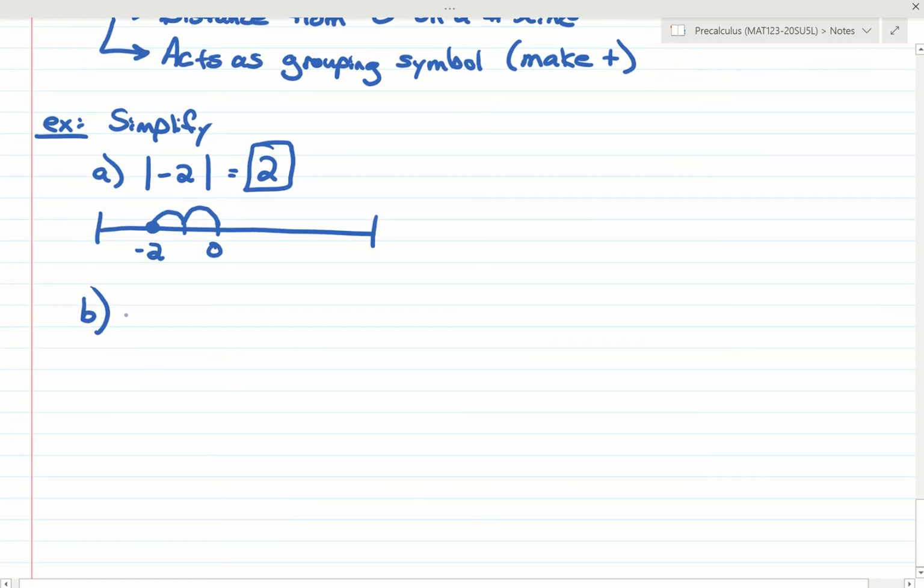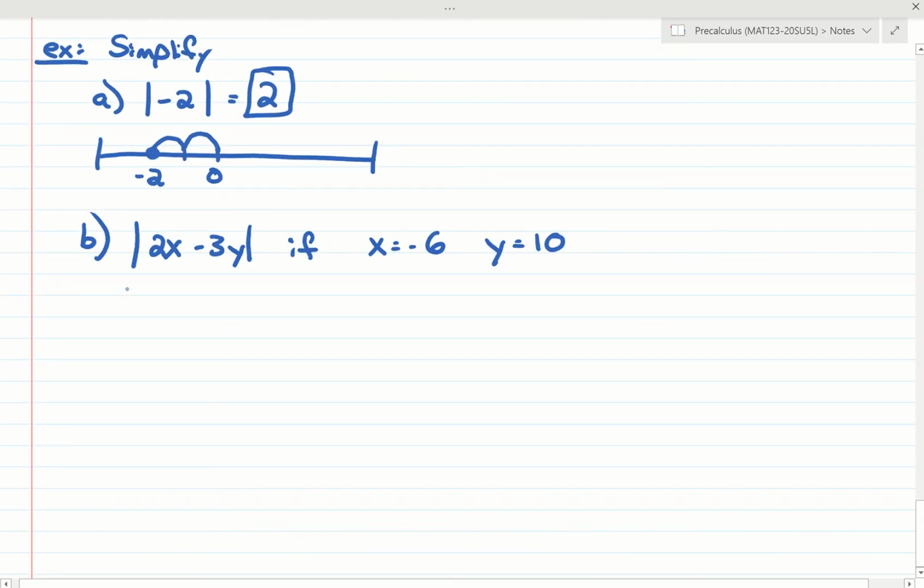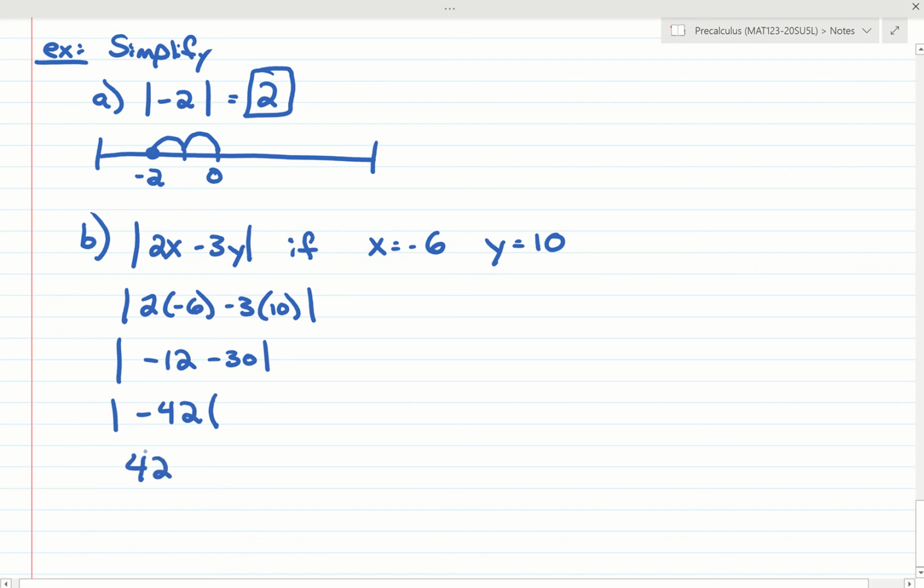And then our last example, what if we had the absolute value of 2x minus 3y if x was equal to -6 and y is equal to 10? Okay, well, let's plug those in. We'll just go step by step. 2 times -6 minus 3 times y. So doing the inside of our grouping symbols first, this would be -12. -3 times 10 is -30. So we have the absolute value of -42. -42 is 42 units away from 0 on a number line.